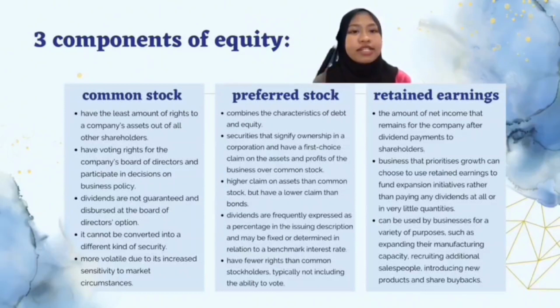It combines the characteristics of debt and equity. It is often referred to as preference shares or preferred stock, which are securities that signify ownership in a corporation and have a first-choice claim on the assets and profits of the business over common stock. The shares have a higher claim on assets than common stock, but a lower claim than bonds. Dividend payments are also given preference to preferred stockholders over common stockholders. These dividends are frequently expressed as a percentage in the issuing description and may be fixed or determined in relation to a benchmark interest rate. Moreover, preferred stockholders have fewer rights than common stockholders, typically not including the ability to vote.